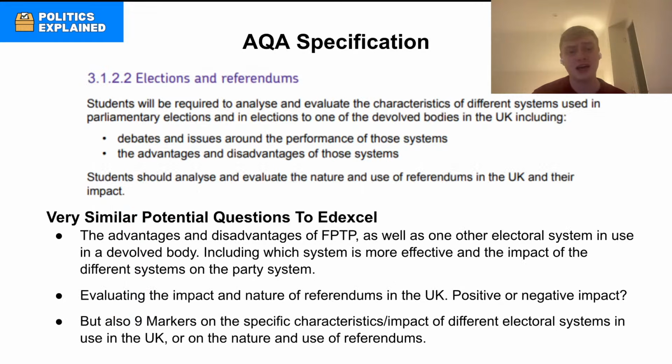Look at the AQA specification. It's very, very similar. The AQA always sets out in a little bit less detail, but it's debates and issues around the performance of electoral systems in the UK and also referendums. So the advantages and disadvantages of first past the post, as well as another electoral system, and the impact and nature of referendums in the UK. Do they have a positive or a negative impact? But also you could get some 9 marks on the specific characteristics or impact of different electoral systems in use in the UK. And we're going to have a look at those in next week's webinar, part 2.